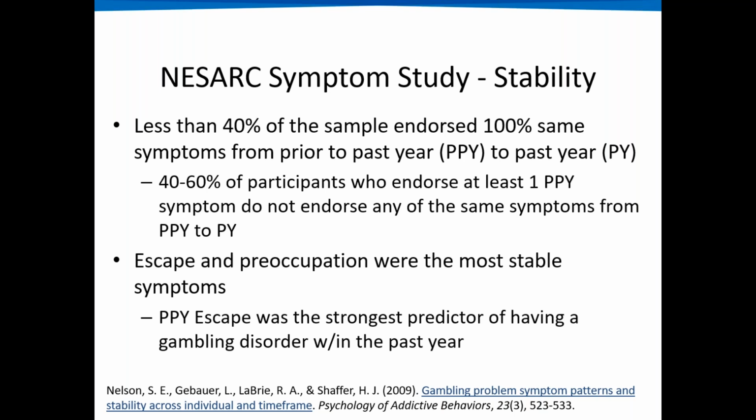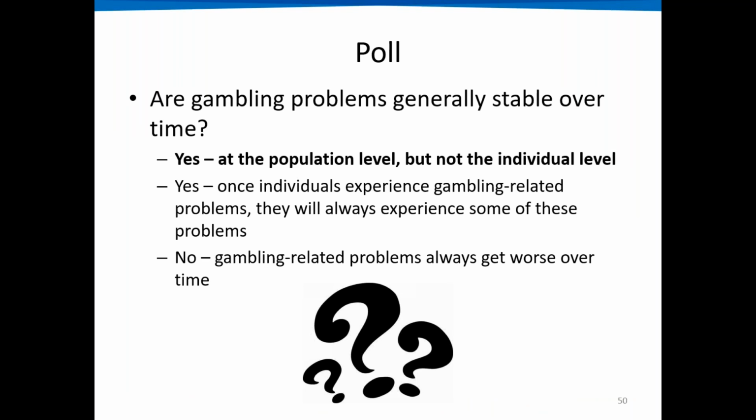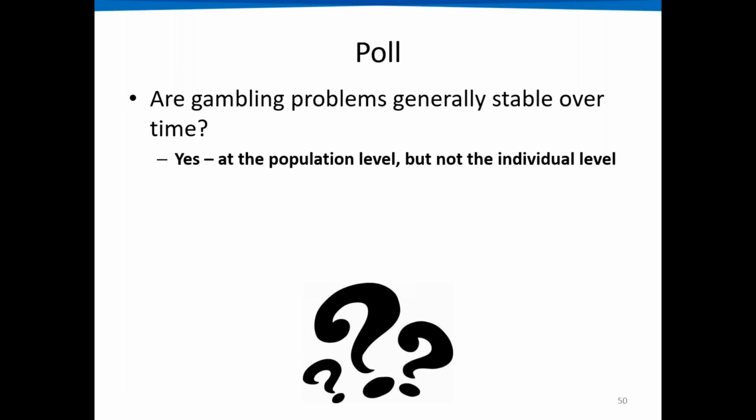Different criteria were more stable than others. In particular, individuals who reported gambling to escape their problems were likely to continue to report that symptom as occurring within the past year, and were more likely to qualify for gambling disorder in the past year. So if we return to our poll, the correct answer is most likely that we see stability at the population level, but not at the individual level.